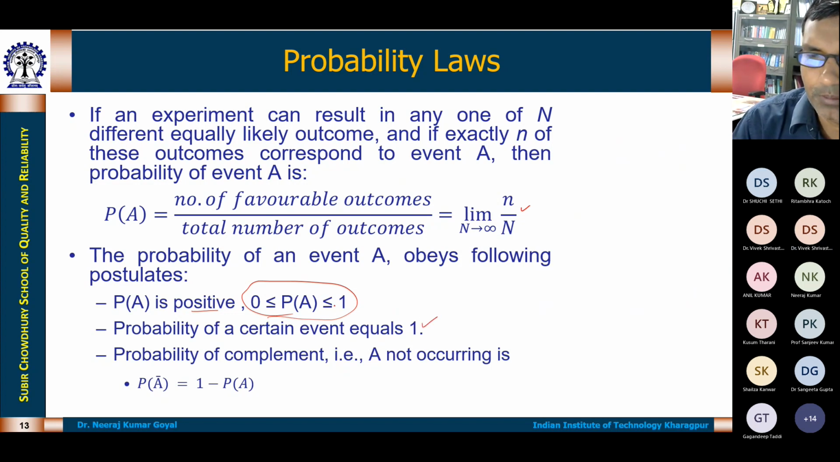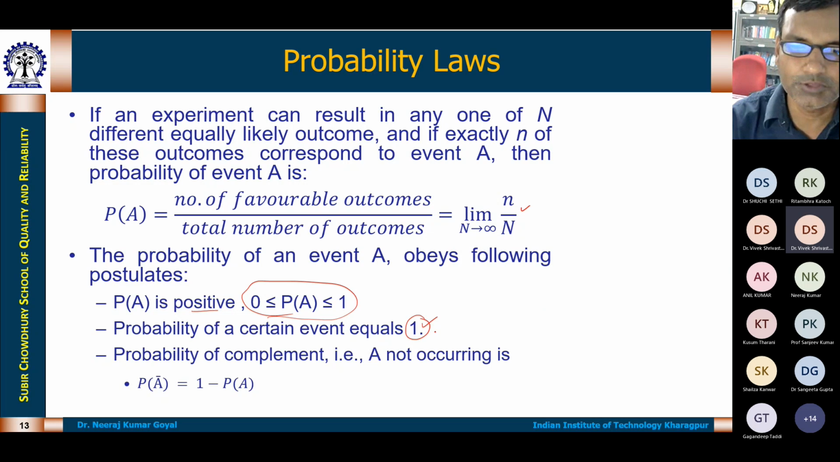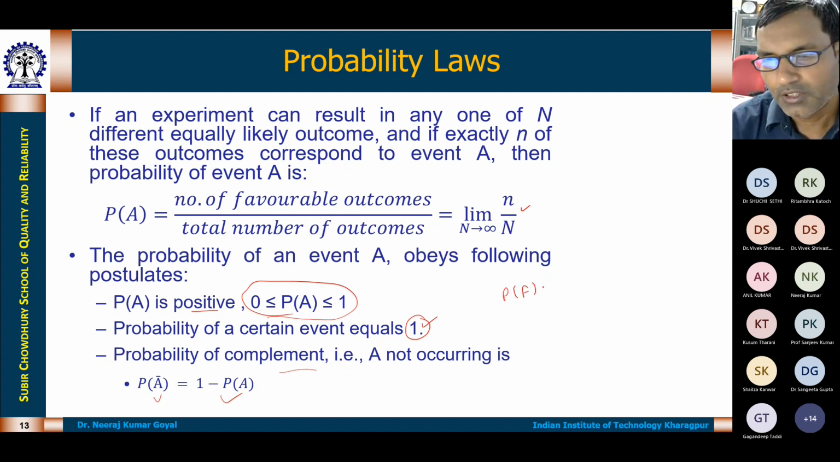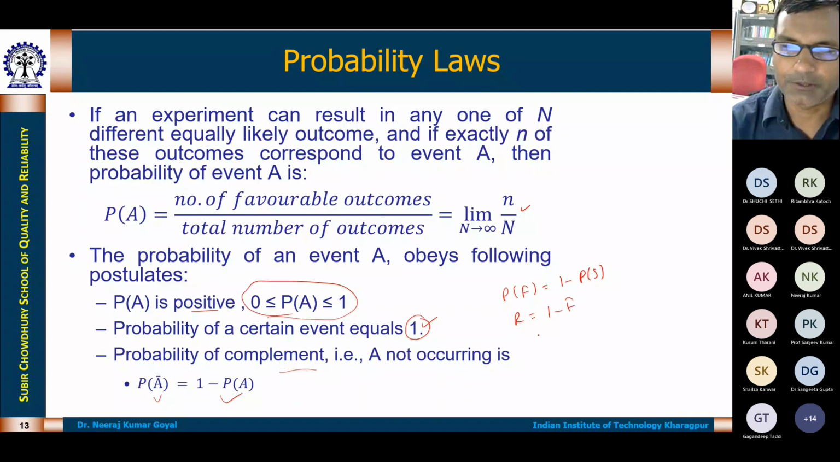One means it is a certain event. Whenever we experiment, every time we will observe this, right? Zero means never going to observe. Probability of complement is 1 minus P(A), because 1 is the total probability and 1 minus P(A) will give the probability of the event not occurring. So probability of failure will be 1 minus probability of success, or we can say reliability is equal to 1 minus failure probability.